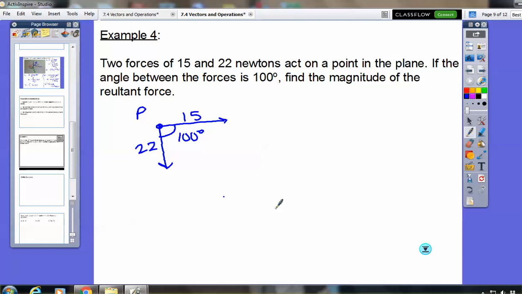I want to know the magnitude of the resultant force. In other words, if I were to put those two together and get some third vector, what would that magnitude be? I'm going to call that V. We need to find that vector.